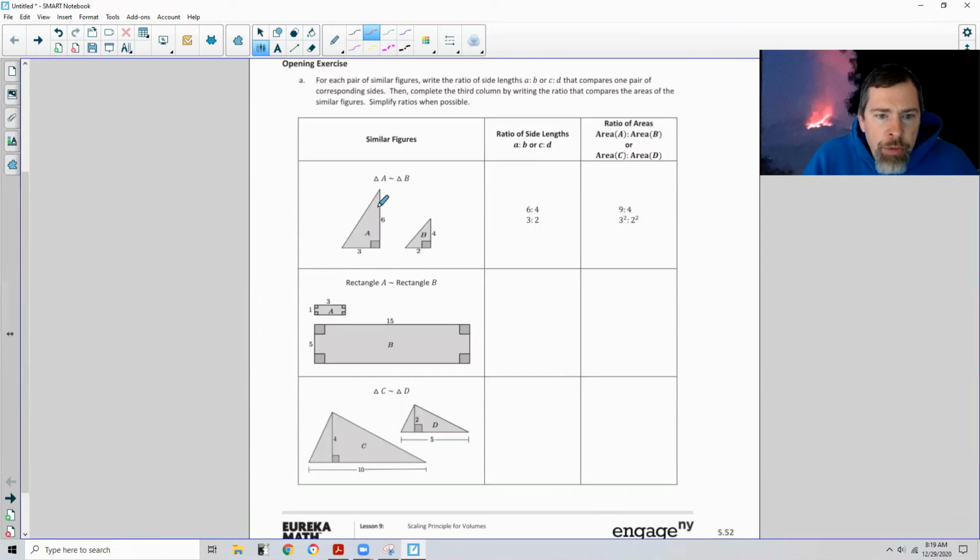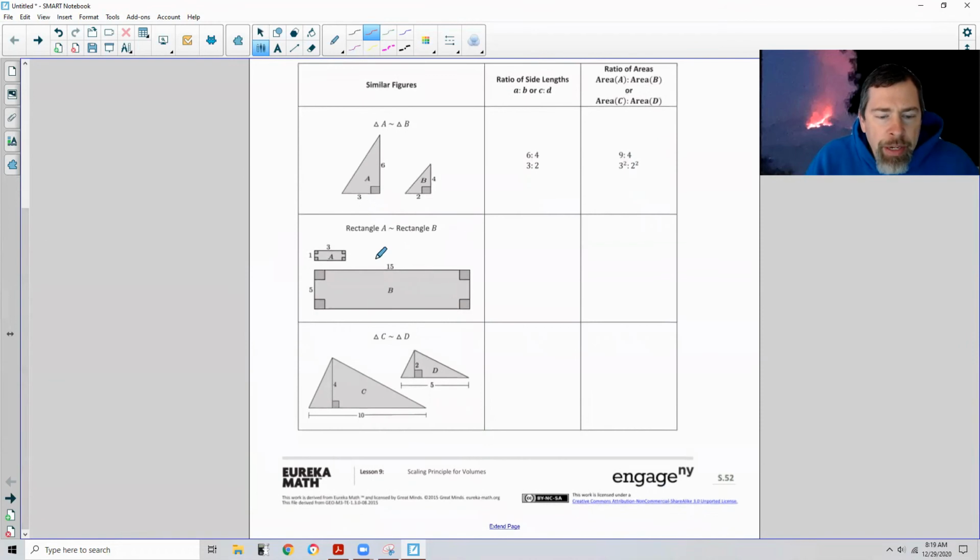So area is 1/2 base times height. 6 times 3 is 18. Half of 18 is 9. 4 times 2 is 8. Half of 8 is 4. So it's 9 to 4. But that's also 3 squared to 2 squared. All right, so let's move on and see what happens down here.